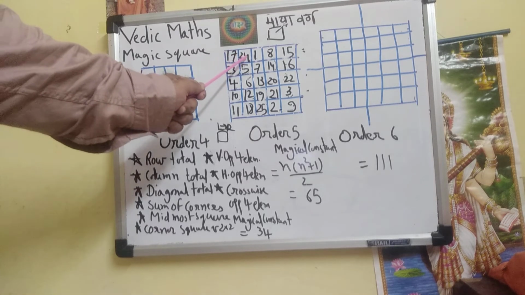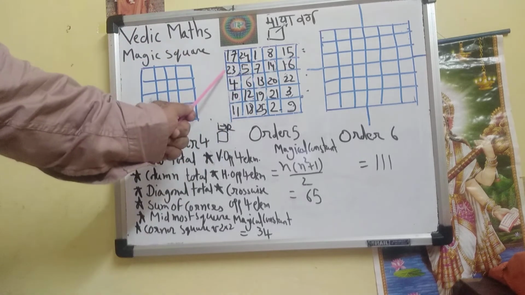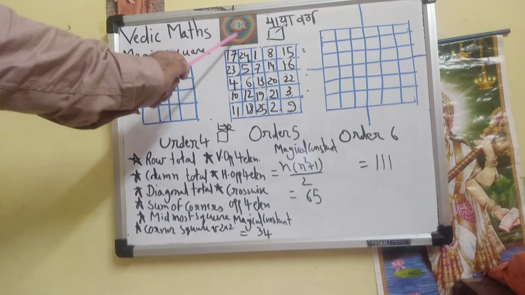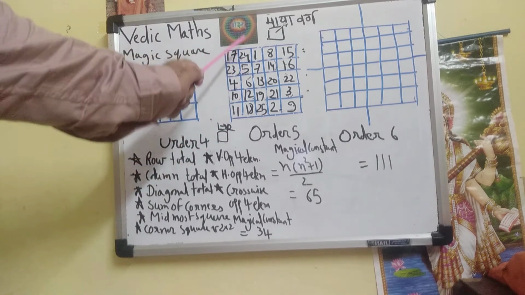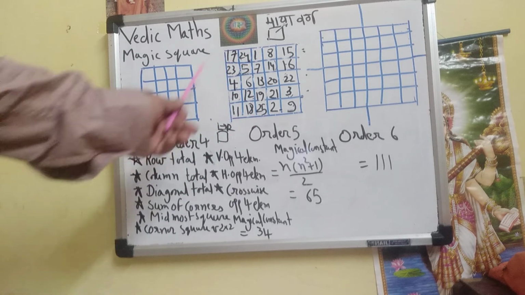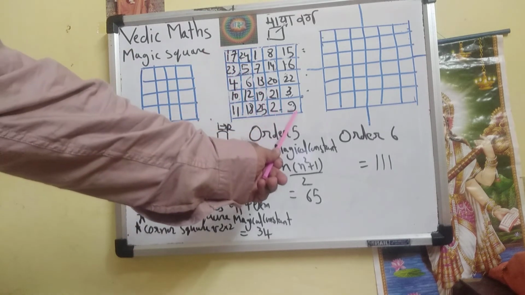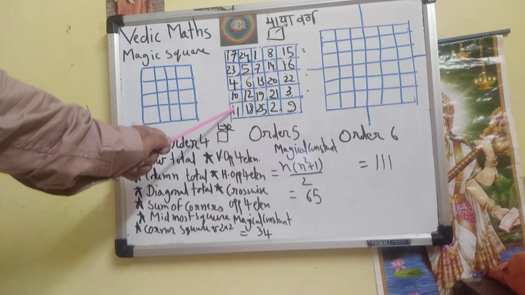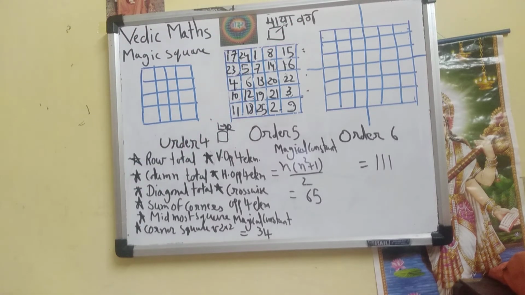Here if we find the sum of the first row or second row or any of the rows, the sum is always 65. The sum of any column, any vertical line, will always be 65. Top left to bottom right, this northwest to southeast diagonal, the sum is again 65, and the northeast to southwest diagonal, the sum is again 65.